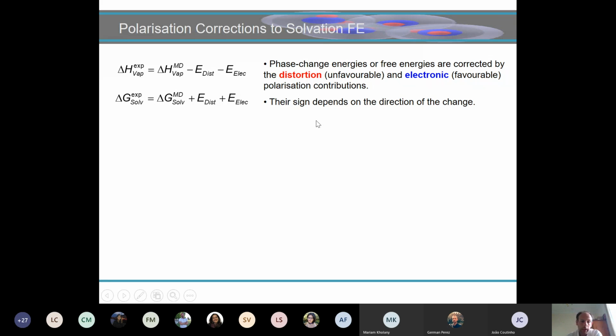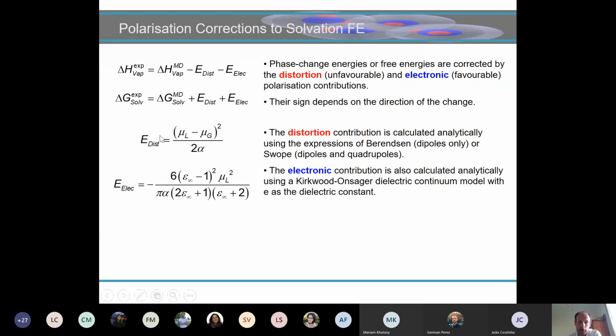Very briefly, we calculate these terms through analytical expressions. This one I showed you already. We can use more complicated ones as well. For the electronic component, we use a very simple dielectric model, a Kirkwood-Onsager model. It's just a spherical cavity. The molecule is in the cavity, and it interacts with a dielectric continuum with a dielectric constant of epsilon infinity, which is that bath of electrons.